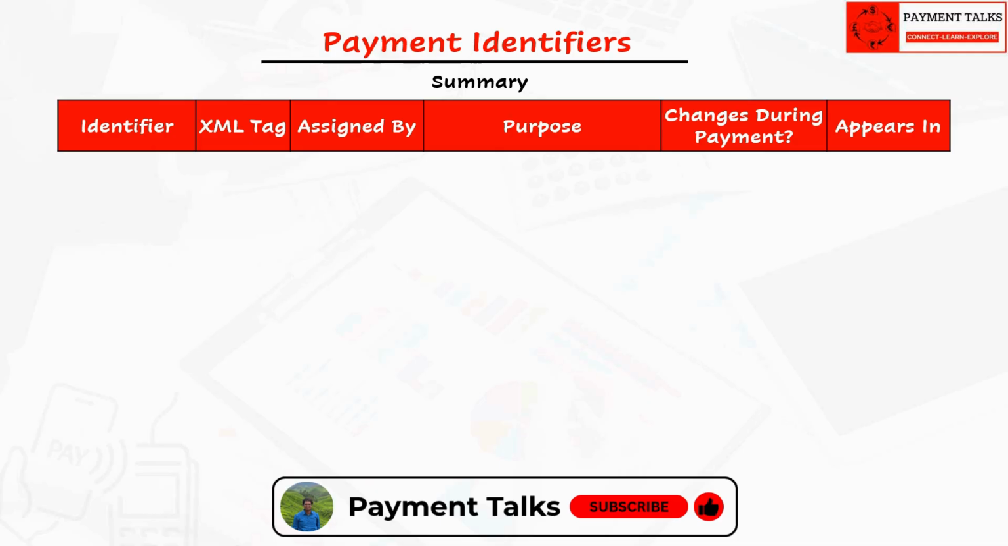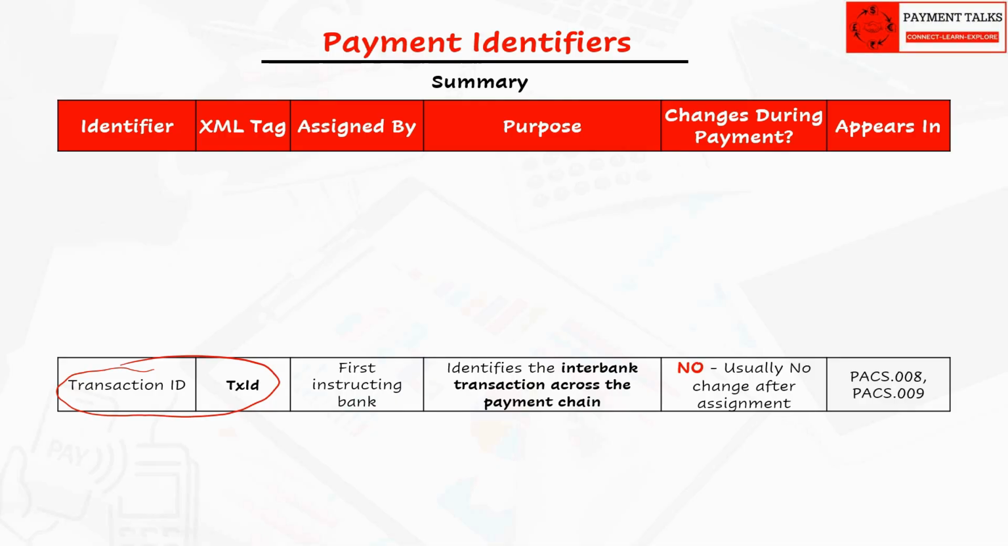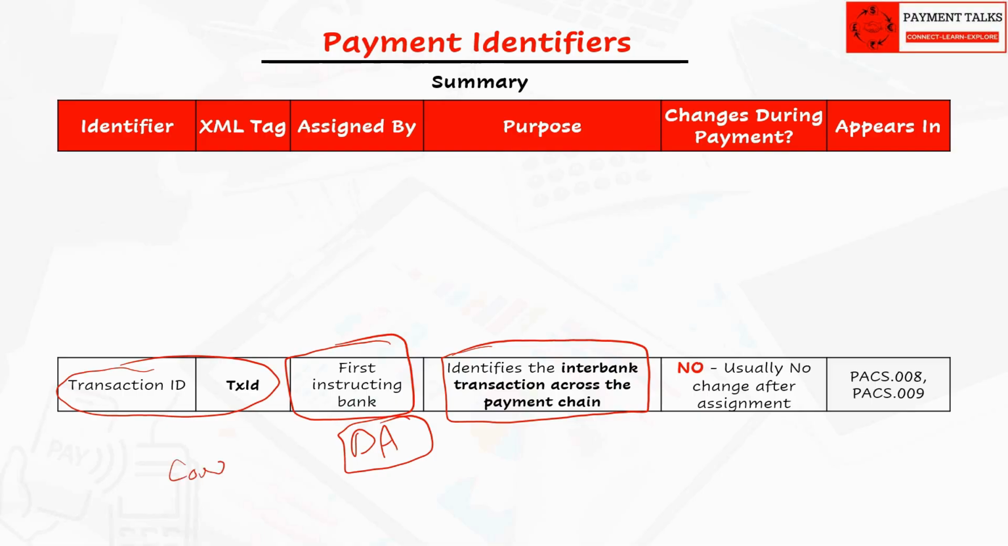The next identifier is transaction identification. What is it? The interbank reference for the payment transaction. The identifier that tracks the transaction as it moves across the financial institution chain. Who creates it? The first instructing bank, the debtor agent. This is a key distinction. The transaction ID is not assigned by the corporate. It enters the picture only when the payment moves into the interbank space, where it appears in the transaction level blocks of PACS.008 and PACS.009 only. It does not appear in PAIN.001.